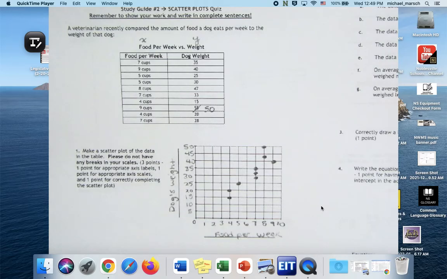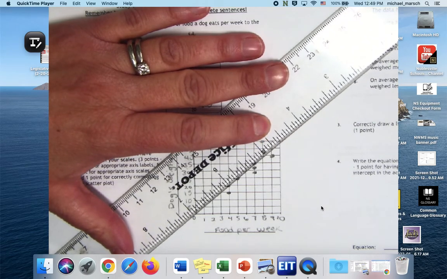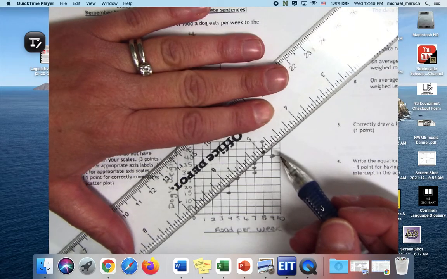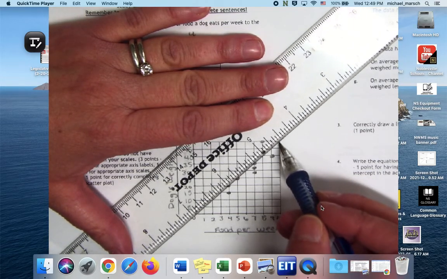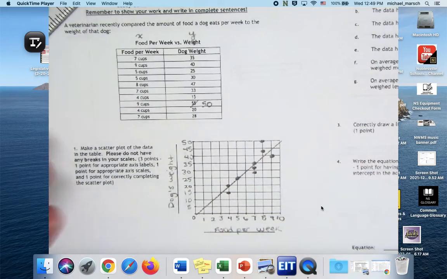I'm going to go ahead and draw my trend line. Clearly it's going to go through 0, right? 0 food, 0 weight. So then you're going to try to match this up as best you can to as many points as possible. Not pretty, but it works.